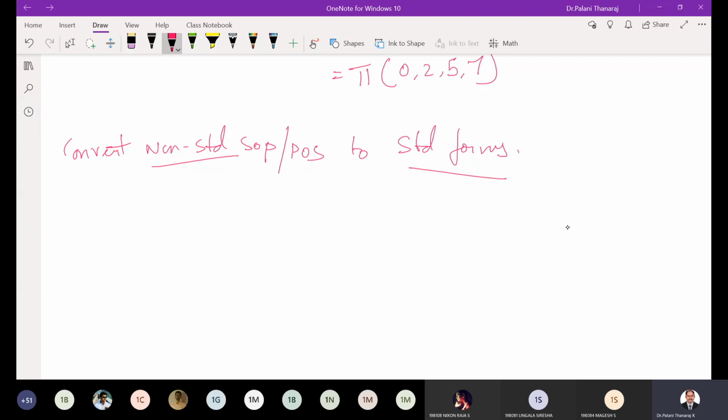Okay, so let me give a non-standard expression. So let me solve this one. Okay, so I'm having an expression. Suppose let it be F is equal to A B bar C plus A bar B bar plus A B C bar. Okay, so this is my Boolean expression. So now you have to get me the standard form.